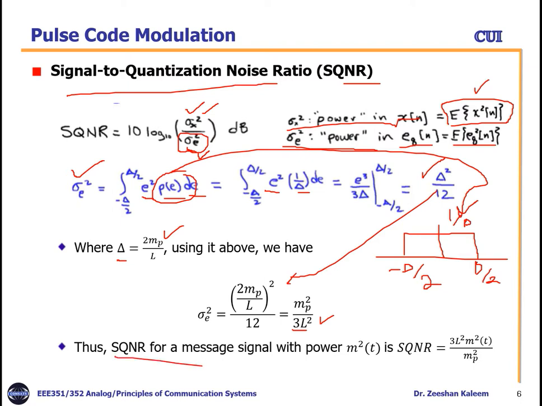Thus the SQNR for the message signal with power m square t is signal power over noise power. Just put it here, so we will get the inverse: 3L square m square t over MP square. This equation must be remembered because it may be used to calculate the signal to quantization noise ratio in some numericals.